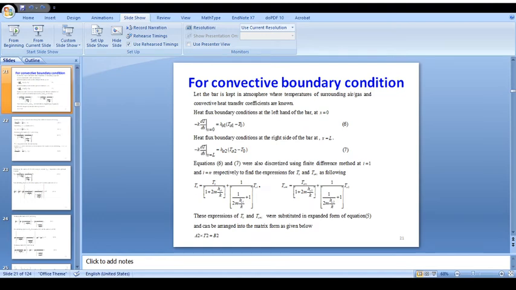Good morning, students. In continuation of the previous one, the heat transfer in the metal bar, which was previously solved for temperature boundary conditions, now we will solve for convective boundary conditions. In this case, we know the convective heat transfer coefficients at the boundaries so that heat transfer can take place from the boundaries.